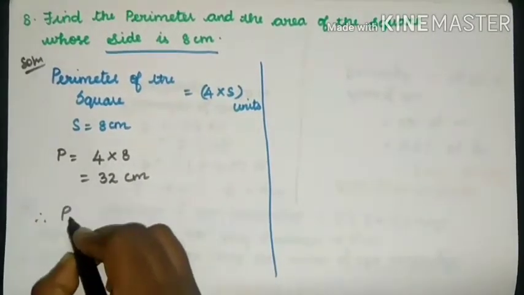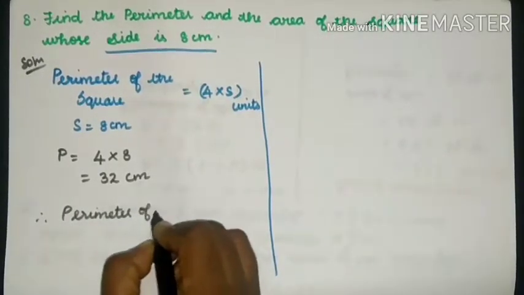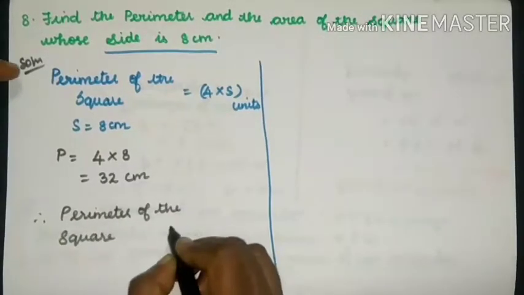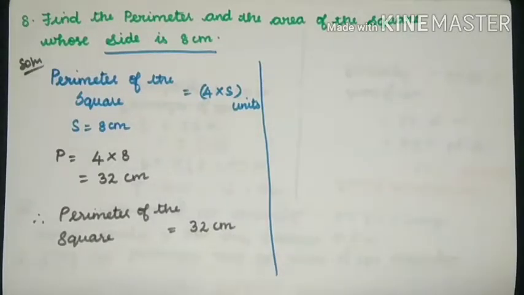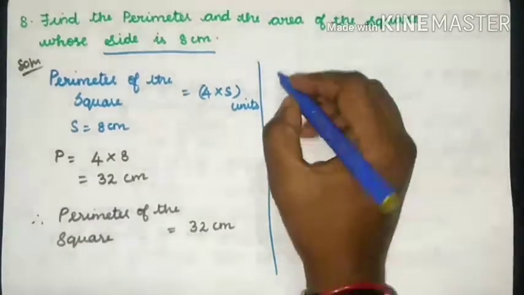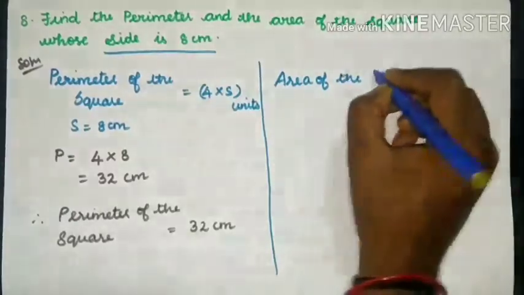Therefore, perimeter of the square is equal to 32 centimeter. And then we have to find the area of the square.